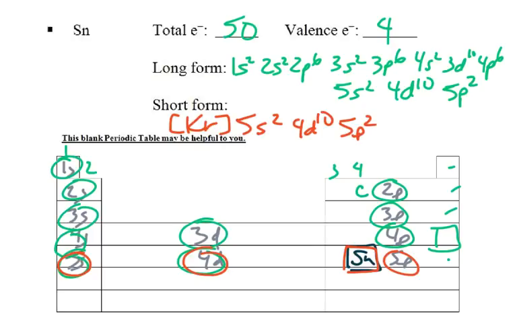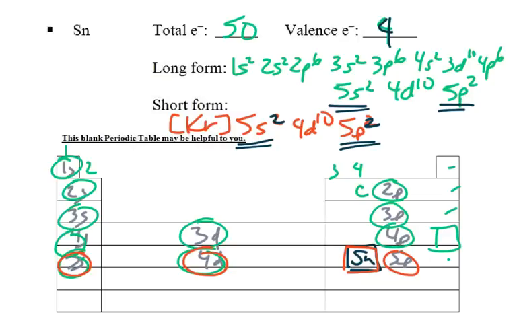Now again, we didn't ask it, but if you were to underline the valence, you're looking for the ones on the outermost shell. So here are the 5s, those are the outermost. So these guys here, those are the valence electrons. We have 2 here, we have 2 here, and that's where we got the 4 valence electrons. And that is the tin.